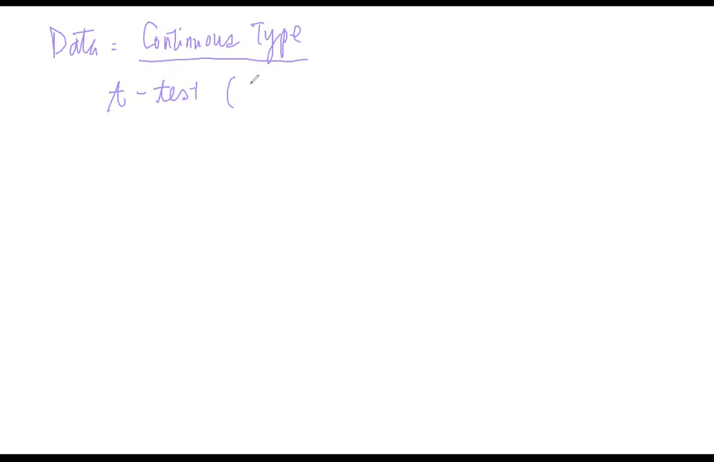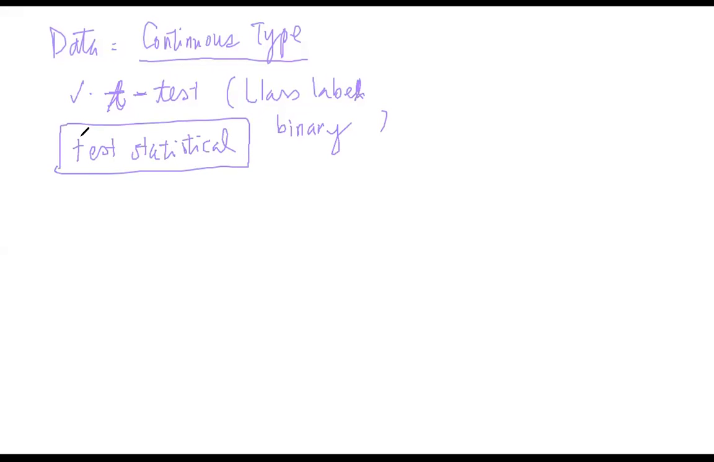If your class label is binary, that means you have only 2 types, then the t-test will be okay. When you do the t-test, you are actually not doing a hypothesis test. You are basically just calculating the value of the test statistic and using the t statistic to rank the variables.